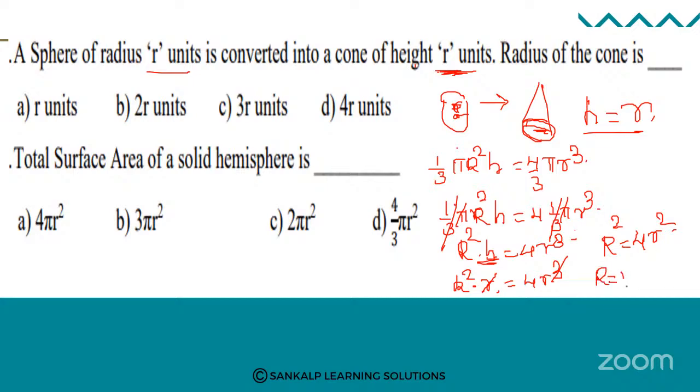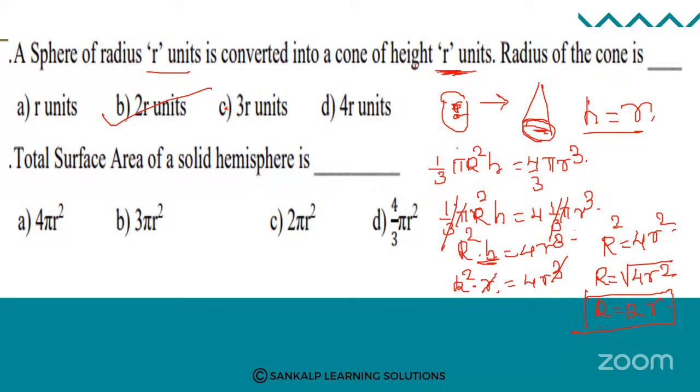Then what is the value of r? R is square root of 4r square. Then square root of 4 is 2 and square root of r square is r. That means r is equal to 2r. So 2r units. So which option is right here? Option B is right.